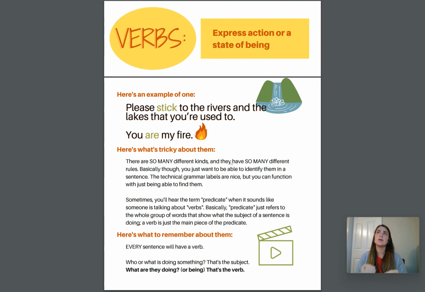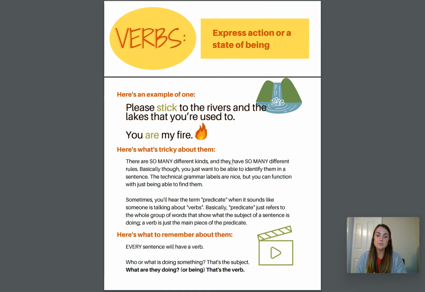So sometimes what gets confusing with this too is students hear the word predicate and then all of a sudden they're like, well, I knew what verbs are, I have no idea what subject and predicate mean. So predicate is just a term that refers to the whole group of words that tells what the subject is doing. So a verb is just a part of the predicate. So as long as you can identify, like I said, stick, that's fine. Just don't freak out when you hear predicate and feel like you don't know what you're talking about. You will. What's going on in the sentence? What is the subject doing?